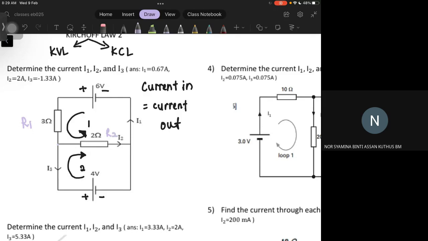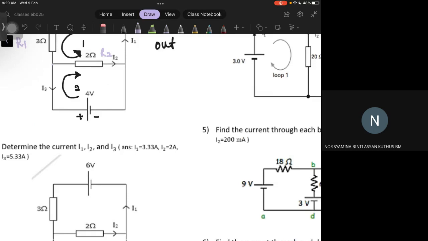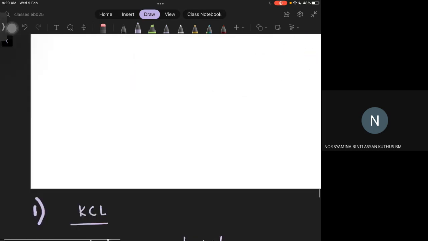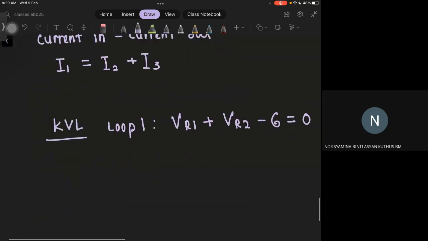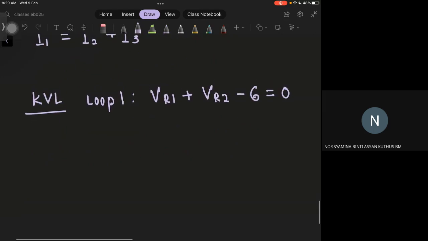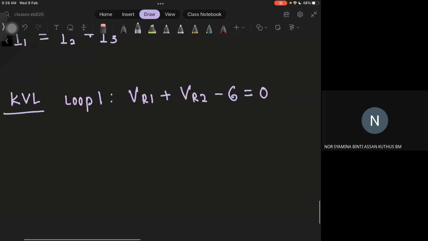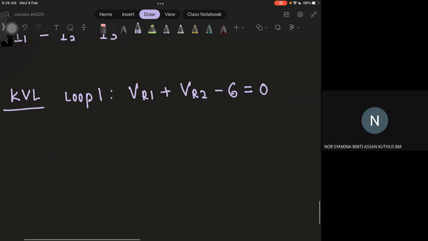4 ohm yang 4 volt. So ada 2 je kan? Okay. Boleh. Yang 3 ohm ni kita ambil sebagai R1. Yang 2 ohm tu kita ambil sebagai R2. Then we'll just go and solve dekat sini. VR1 plus VR2 minus 6 equals to 0 for loop 1. Okay, so untuk voltage drop VR1 dan voltage drop VR2, kita terus masukkan formula.